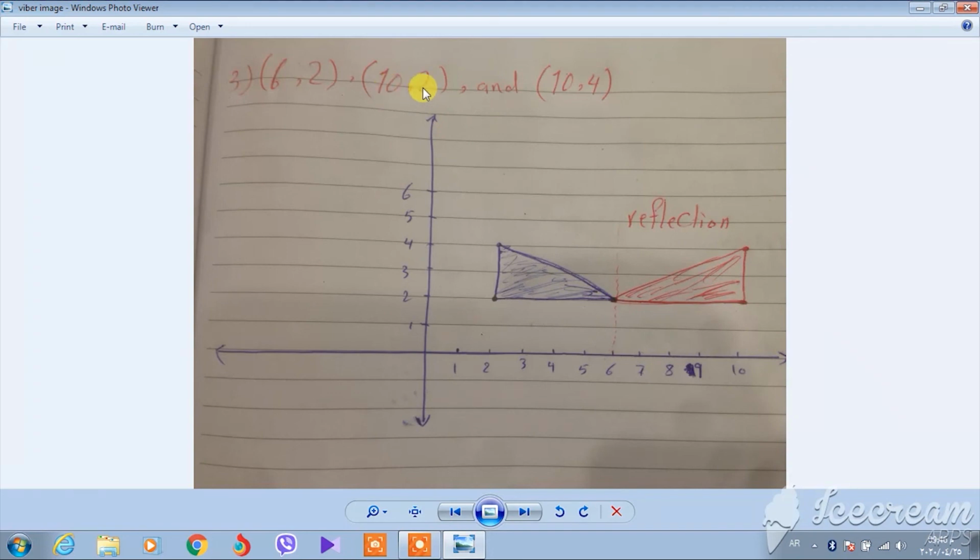After that we have (10, 2). On the x-axis we have 10, and on the y-axis we have 2. This point is (10, 2). After that we have (10, 4). On the x-axis we have 10, on the y-axis we have 4. So we have another triangle with the same shape and size. And this type of transformation, which one is it? Reflection. It just reflects the figure across one line, a straight line, students. So this one is a reflection.